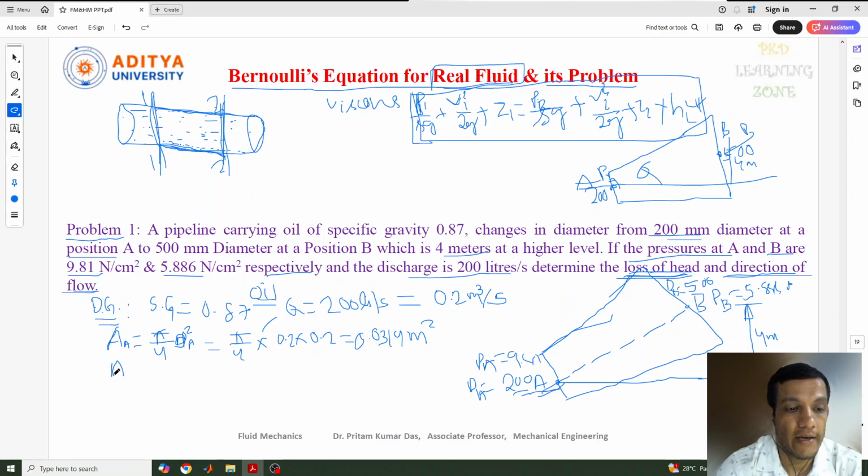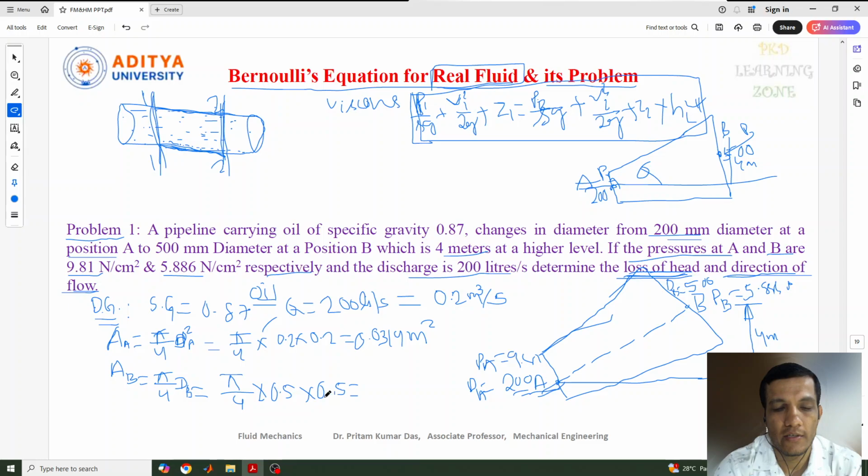Similarly, you can calculate the area at the B point. These are very simple things we can calculate immediately. After that, we'll see what needs to be calculated next, because we know the Bernoulli's equation formula, and based on that all these values are required. So again, pi by 4 into d square, here 0.5 into 0.5, that is 0.25, into 3.14, and divided by 4.